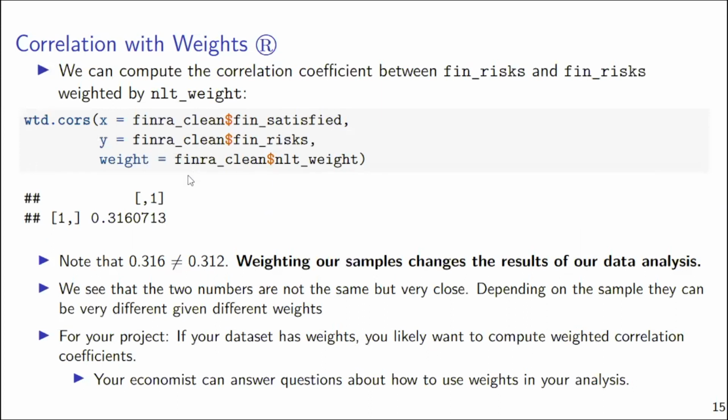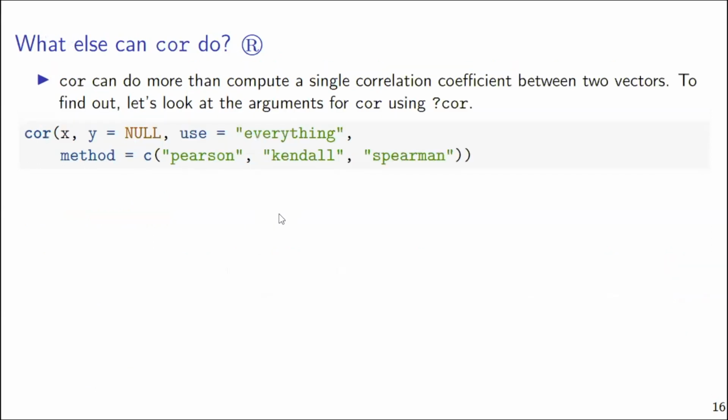You can do that with this little command here, where the FINRA data actually has these weights. But in this case, the weighted version is not that different from the unweighted version. So there's not a big difference between what the sample is telling you and what they think the population would be telling you. Okay, as I said, this is the Pearson. That's the default method that it uses.